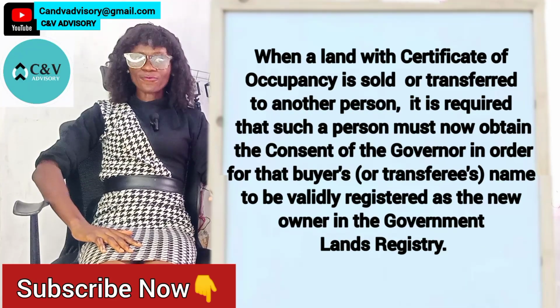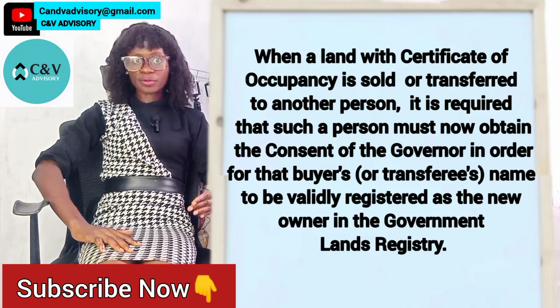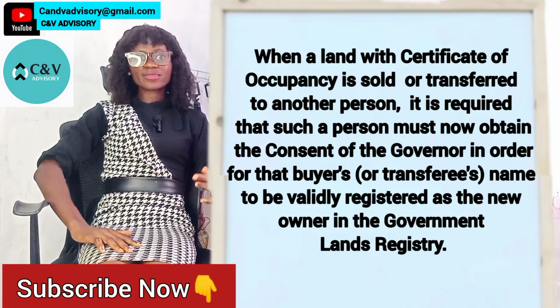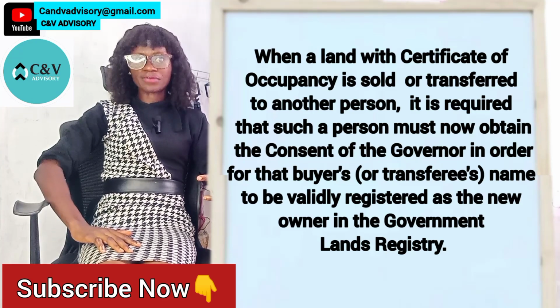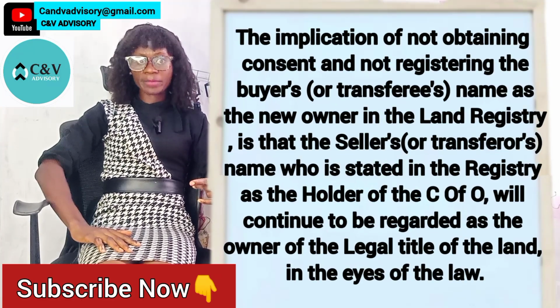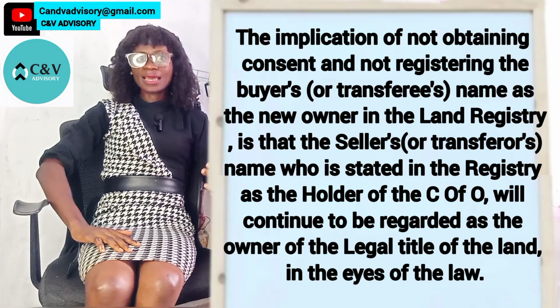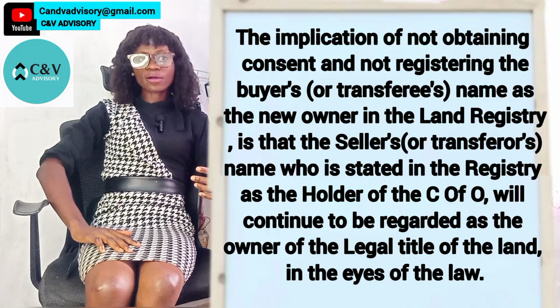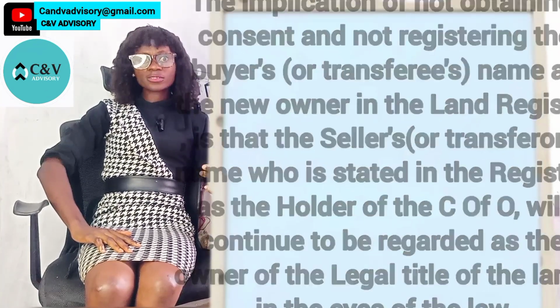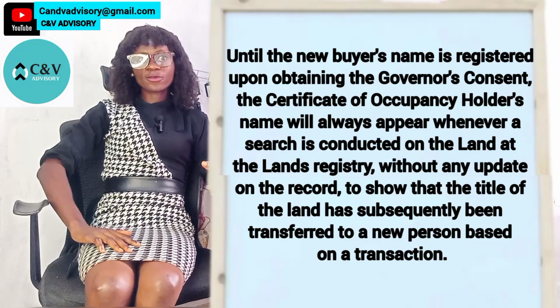When a land with certificate of occupancy is sold or transferred to another person, it is required that such a person must now obtain the consent of the governor in order for that buyer or transferee's name to be validly registered as the new owner in the government lands registry. The implication of not obtaining consent and not registering the buyer or transferee's name as the new owner in the land registry is that the seller's name, who is stated in the registry as the holder of the C of O, will continue to be regarded as the owner of the legal title of the land in the eyes of the law until the new buyer's name is registered upon obtaining the governor's consent.